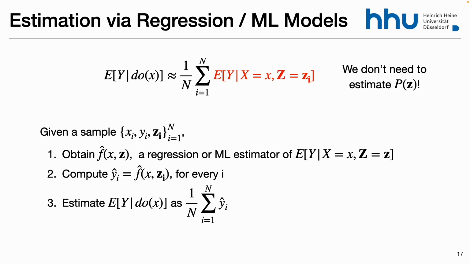But in the end, we need the expectation over z of all of these values. So we take the average of all the y hats. And this gives you already the expectation of y given do x. That's done. And we fix x to a specific value. Right, so that's what we do.